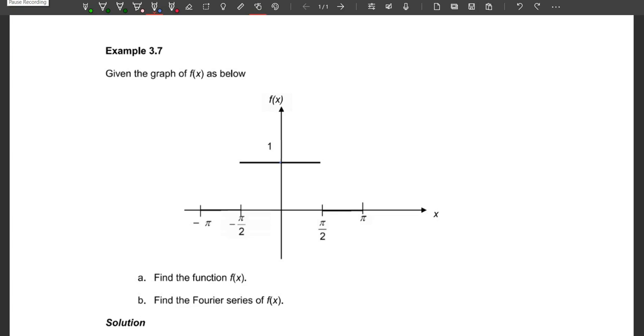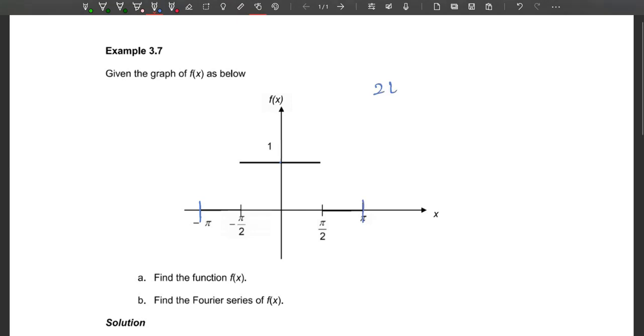So for now, we will look at this example. Given the graph of f(x) as below, first we need to find the function of f(x), and b, find the Fourier series of f(x). We need to find the function of f(x) as given to us. The lower boundary is negative pi and the upper boundary is pi.